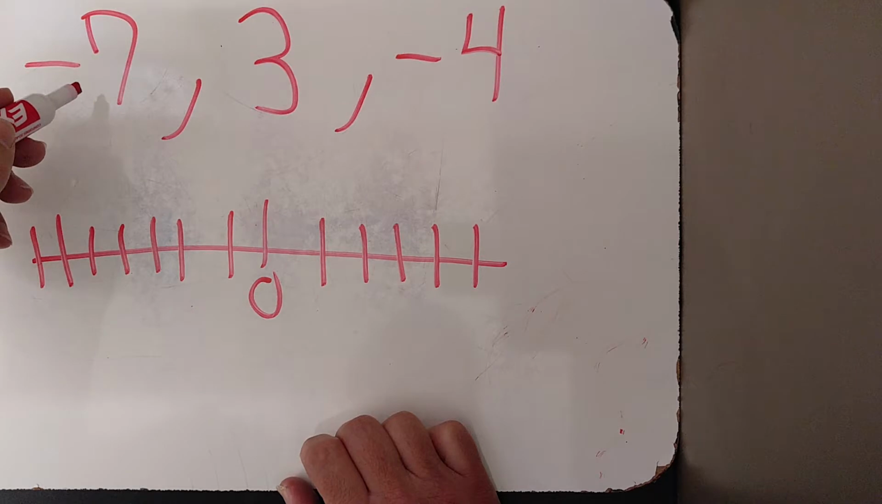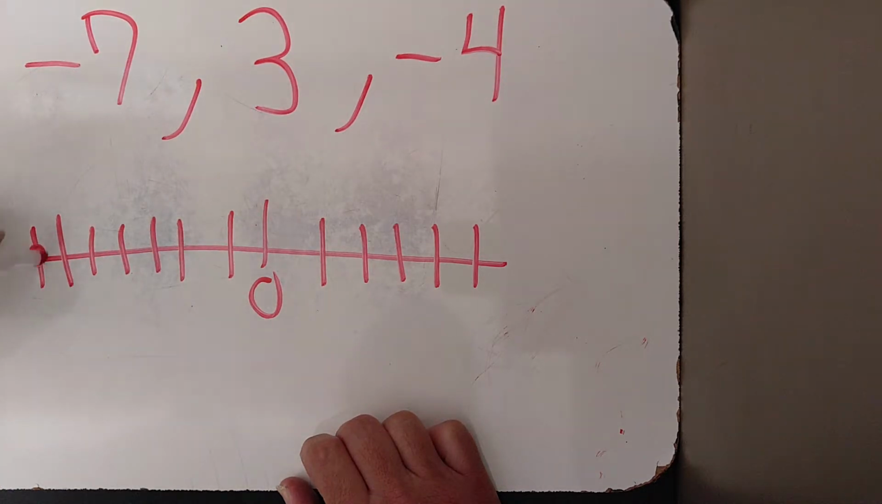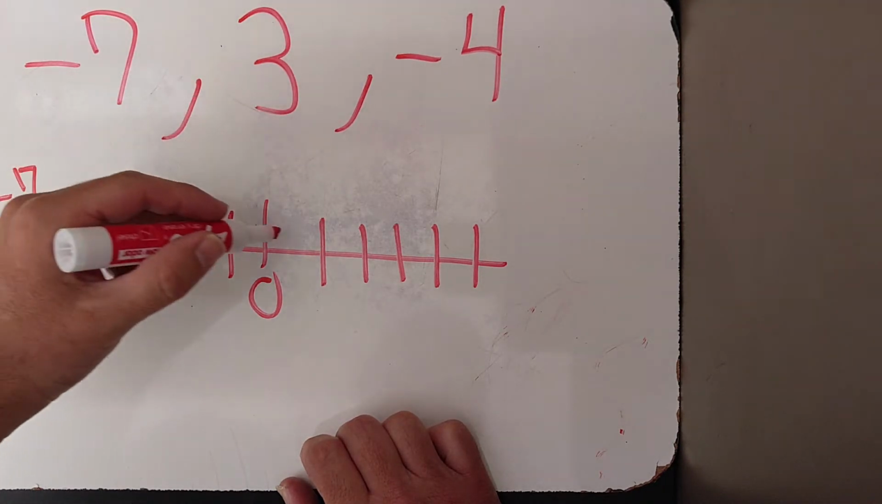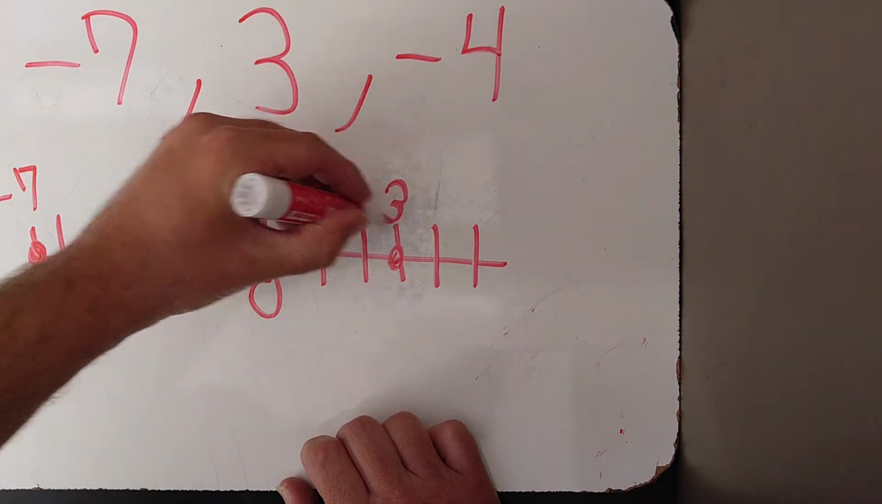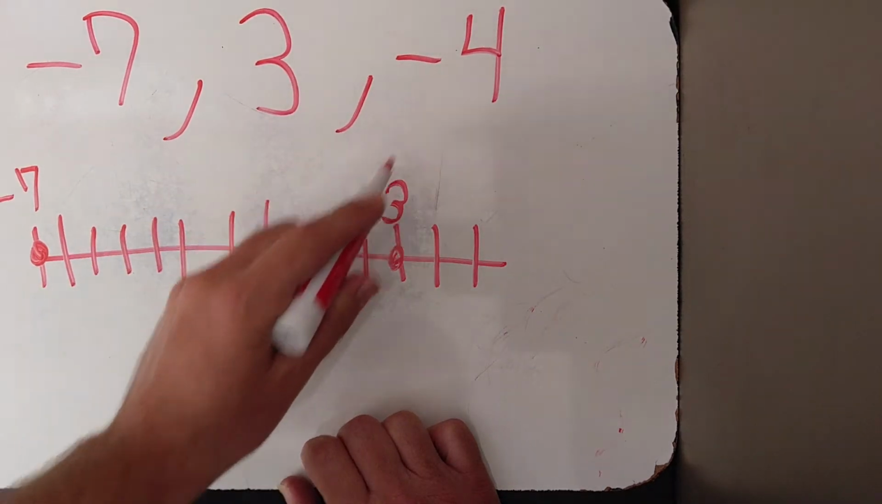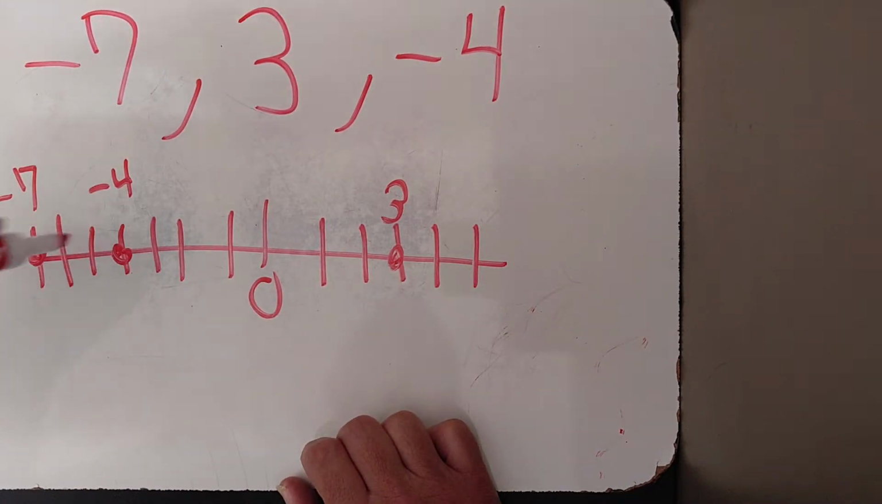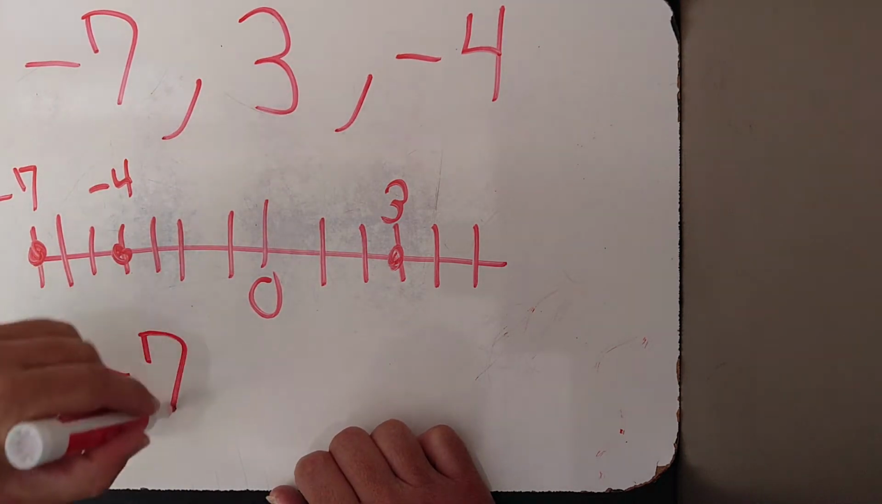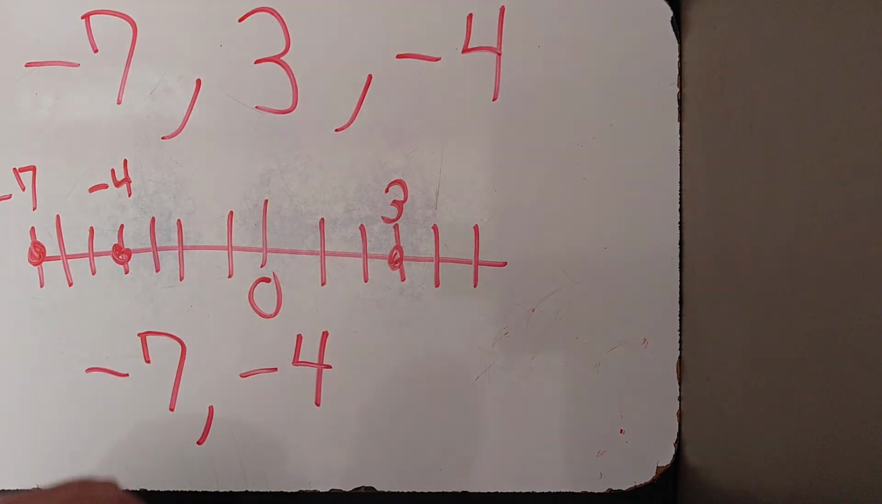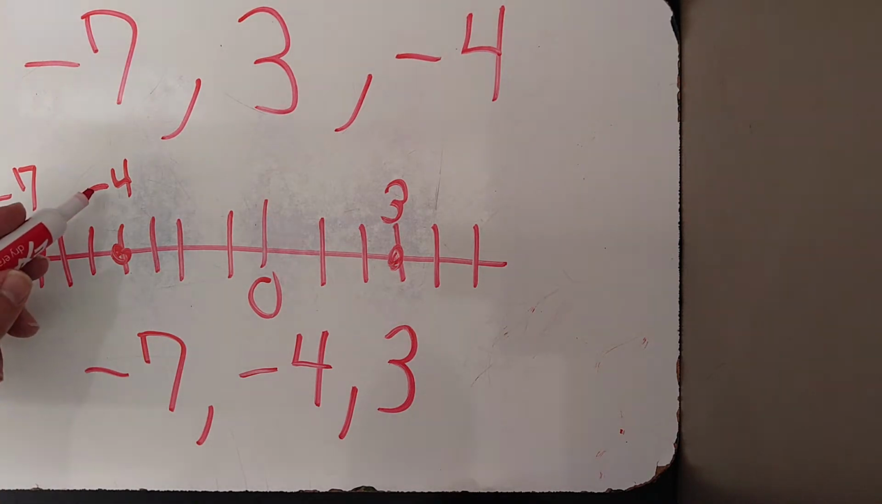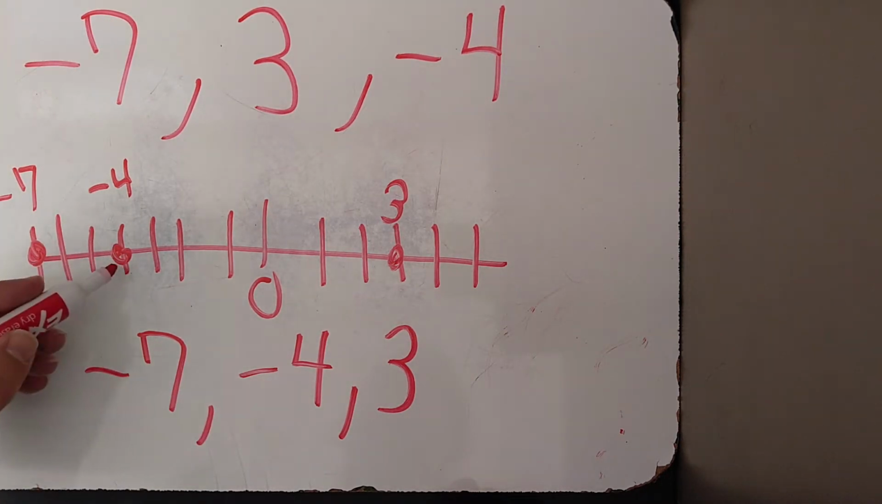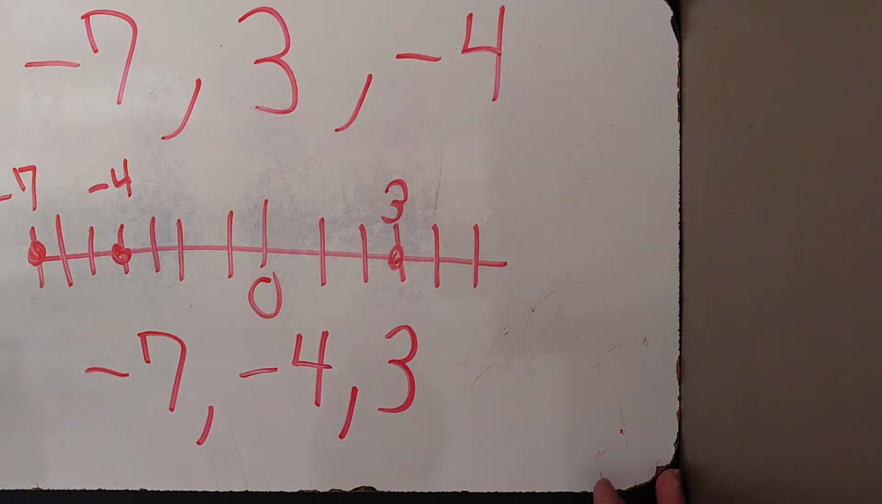And the first number, -7, would be over here to the left hand side. +3, the second number here, would be 1, 2, 3 to the right. And then -4, remember negative's always to the left, 1, 2, 3, 4 to the left here. So if you ordered these numbers from least to greatest, it would go -7, -4, and then +3. -7 is to the left, -4 is to the right of -7, and +3 is to the right.